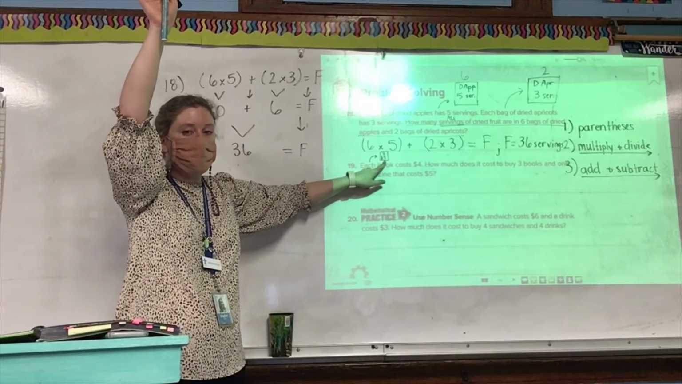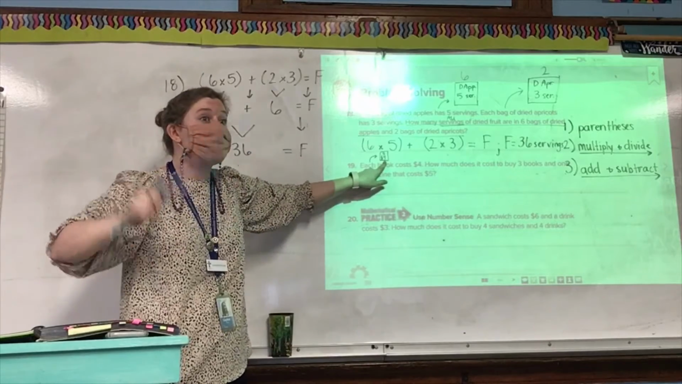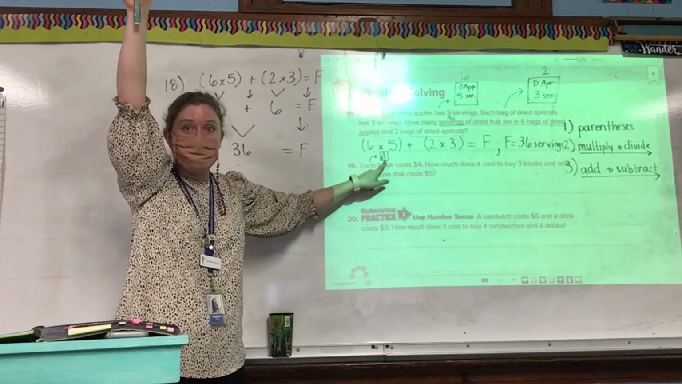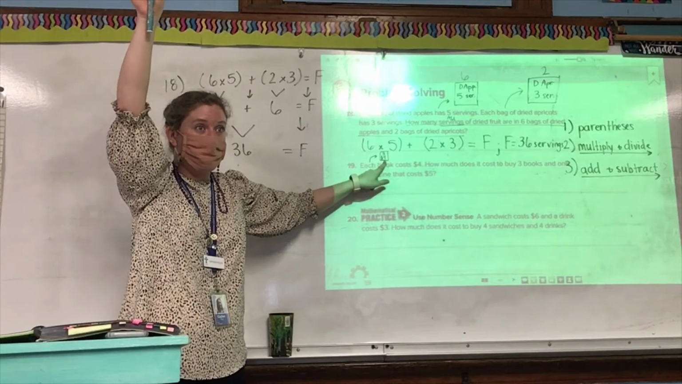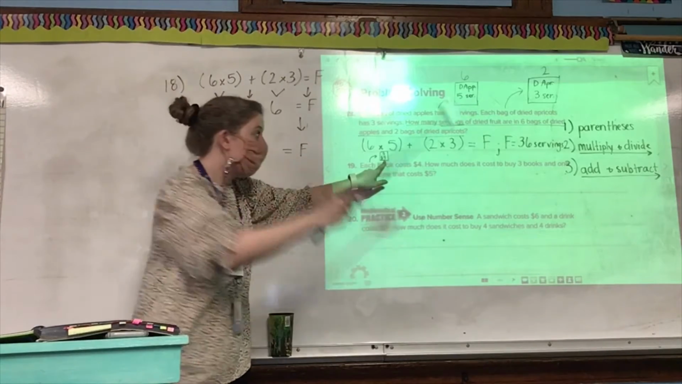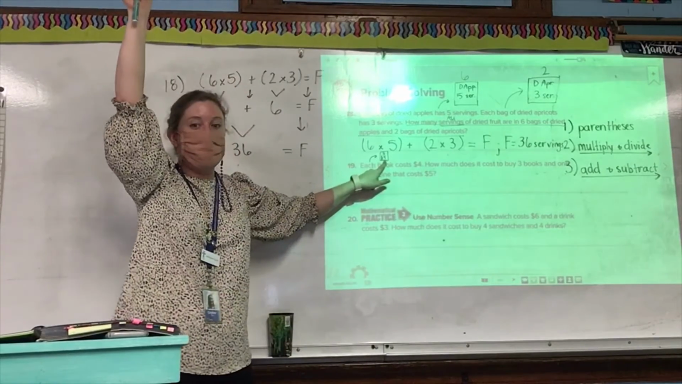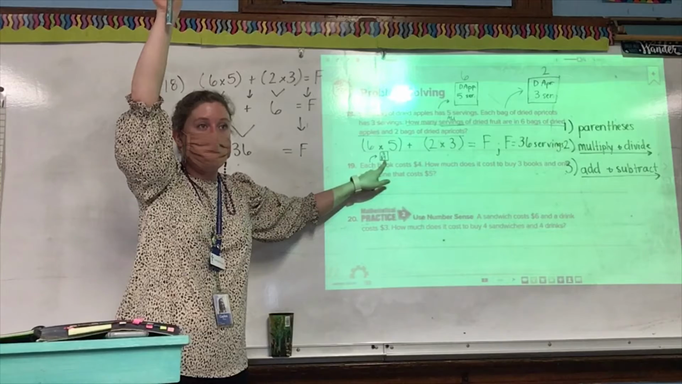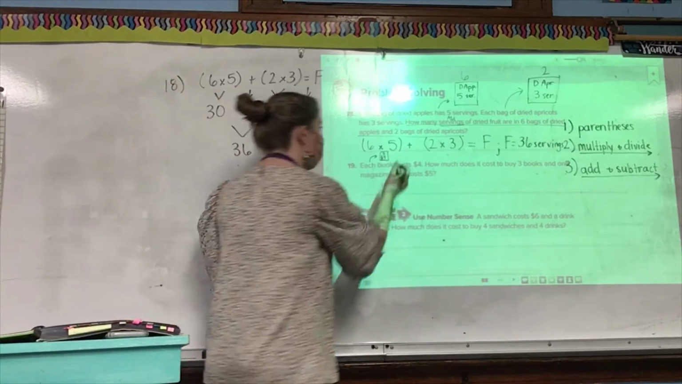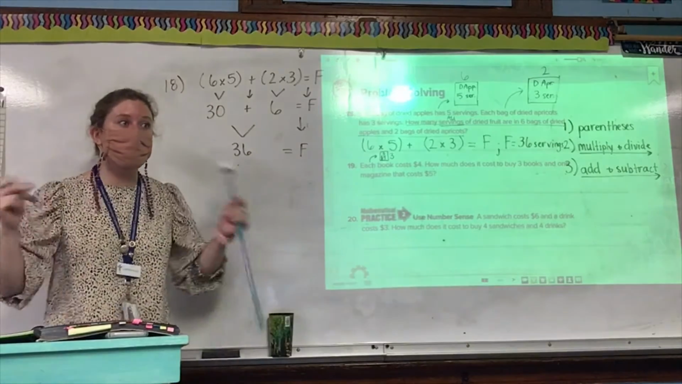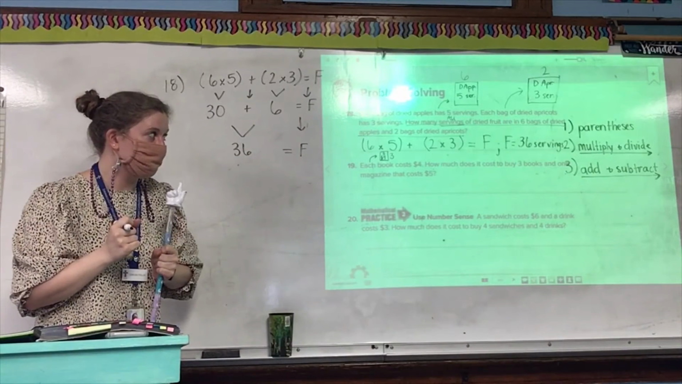Everybody should have their hand up because the problem literally says how many I am buying. And yet I see 2 people with hands down. The problem says, how much does it cost to buy 3 books? How many books am I buying? Class, 3. Come on. 3. Get to it.